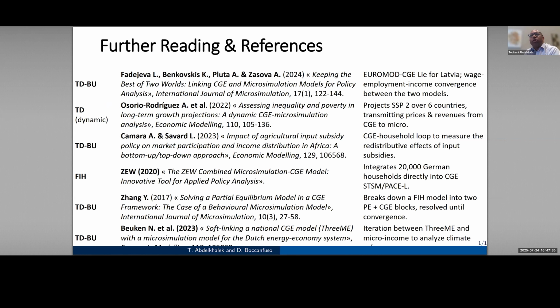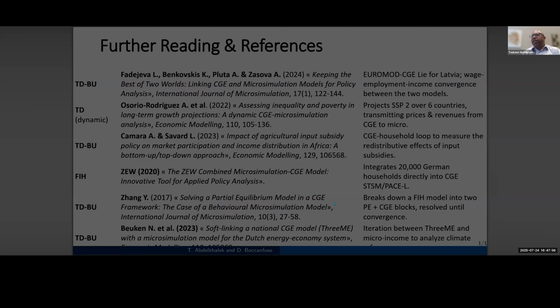Dorothy selected for you many further readings and references if you want to go deeper into the microsimulation approach. With the presentation, you will have access to all of the references. For some of you working on this, it's an interesting paper. I think this is the last slide.